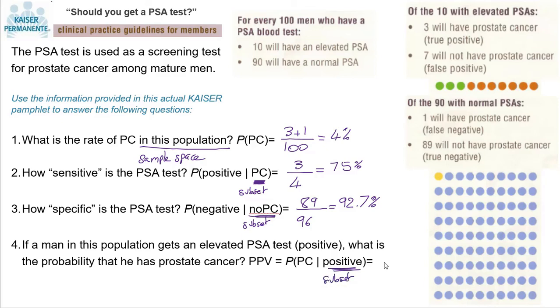So in the simplified model of the sample space, 10 men receive a positive PSA test. Out of those 10, how many actually have prostate cancer? And those are the 3 green dots. So 3 out of 10, that's 30%. That tells us that if a mature man who is screened with the PSA for prostate cancer receives a positive test result, then this man has 30% chance of having prostate cancer. It also implies that this man has 70% chance of not having prostate cancer.